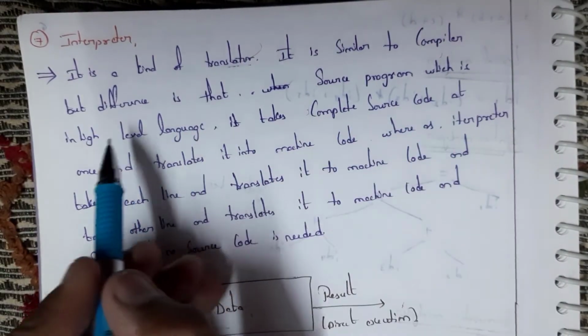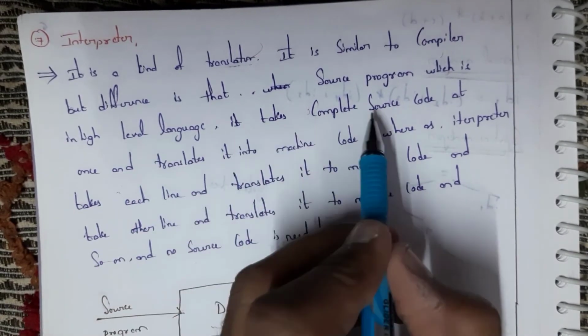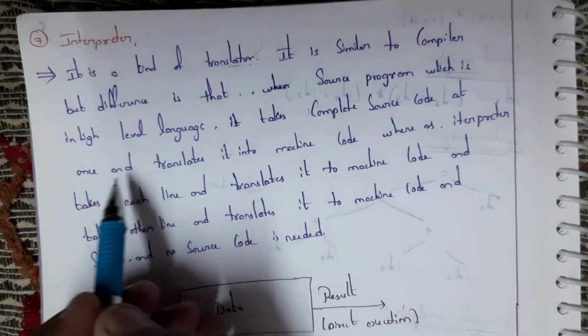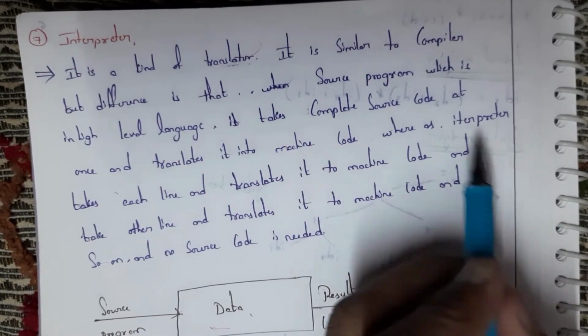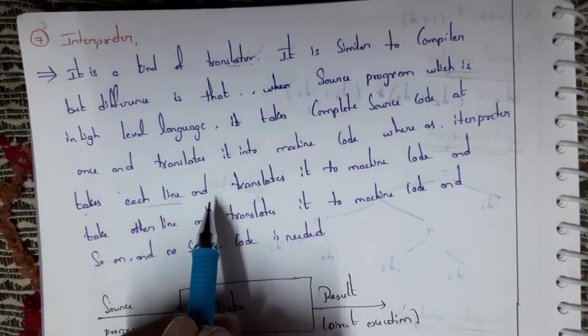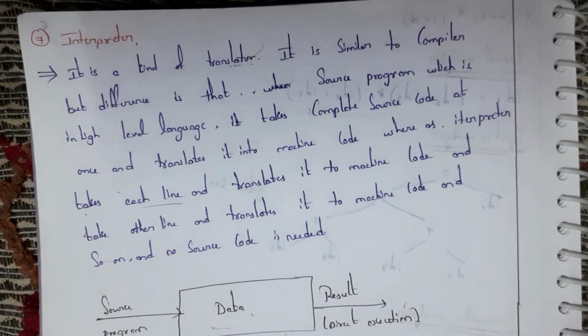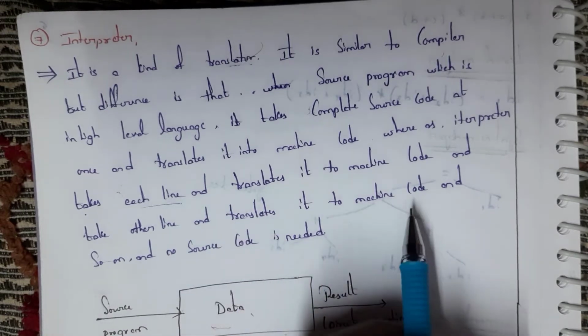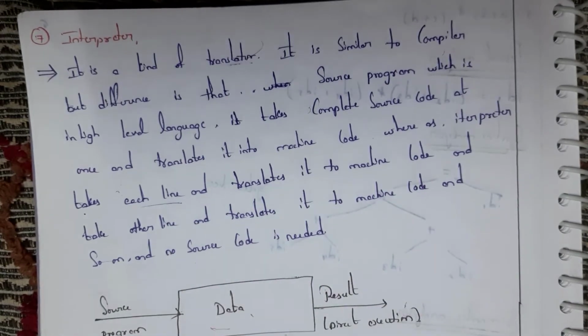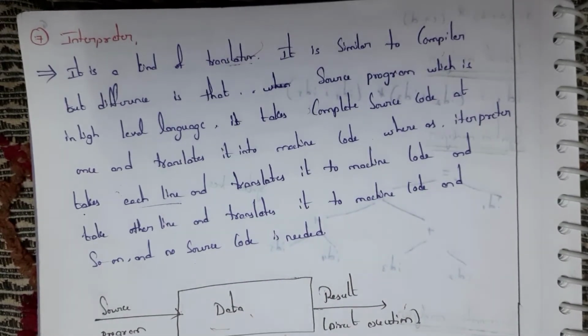The compiler takes the source program in a high level language, the complete source code at a time, and translates it into machine code, whereas an interpreter takes each line and translates it into machine code, then takes the other line and translates it into machine code, and so on. In this, no source code is needed.